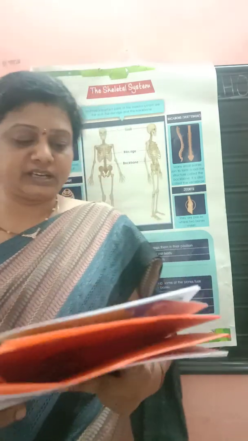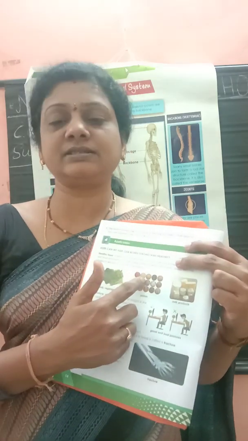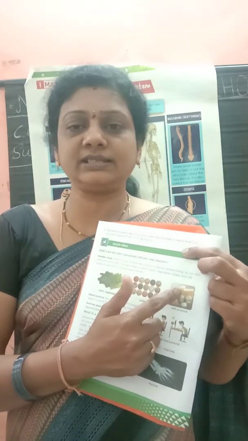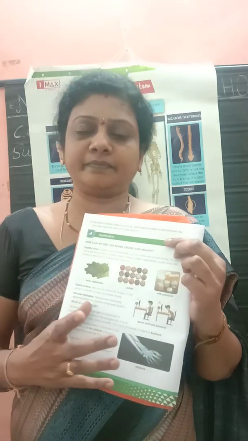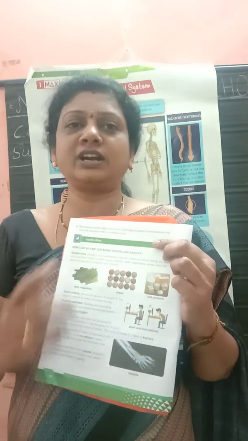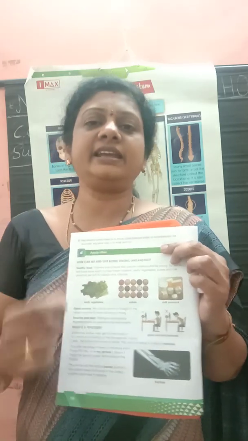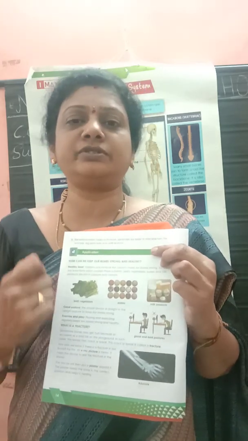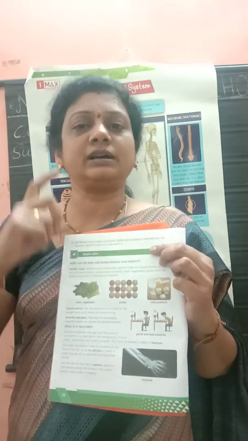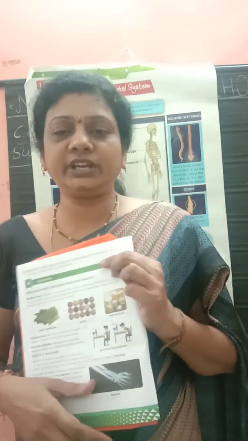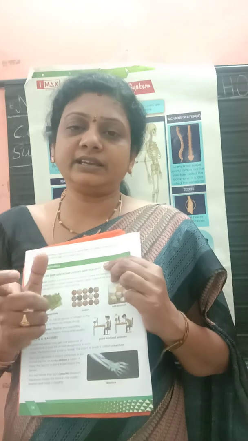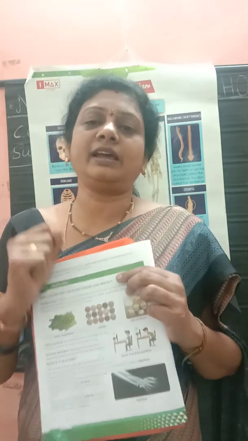Children, in your textbook, page number 14, it is here: the leafy vegetables, the pulses, the milk products. If your mother is preparing any type of curry, you have to eat it. You should not say I don't like this, I don't like that. Daily in the morning and evening, you have to drink a glass of milk and eat a boiled egg. Then you can be very healthy, children.